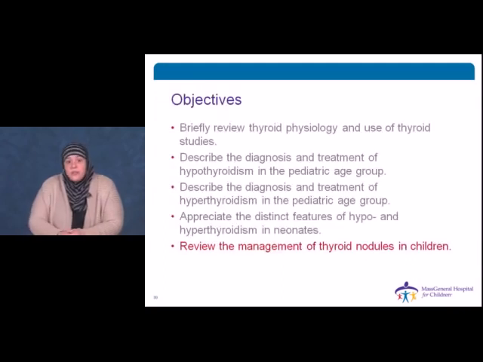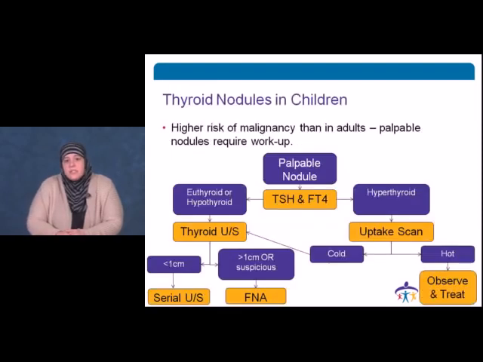So I want to just very briefly review the management of thyroid nodules in children. The main thing to keep in mind is that thyroid nodules in children have a higher risk of malignancy than in adults, and so any palpable nodule requires workup. And the first step in workup is to send a TSH and a free T4. And if the child is euthyroid or hypothyroid, then you want to proceed to a thyroid ultrasound.